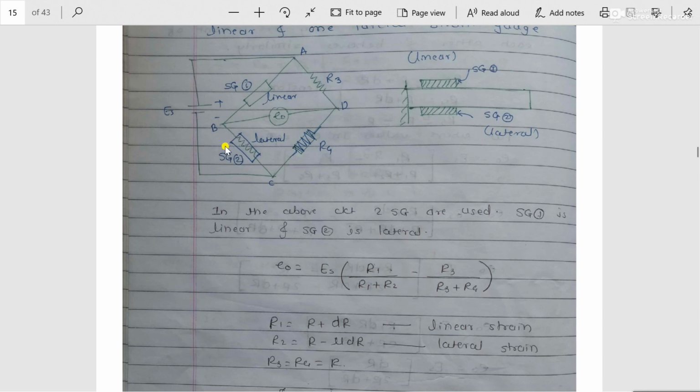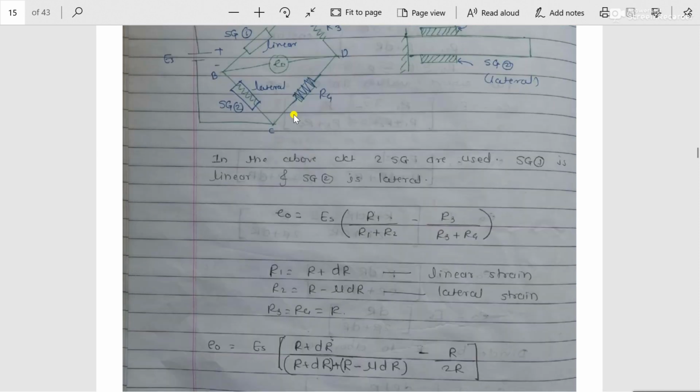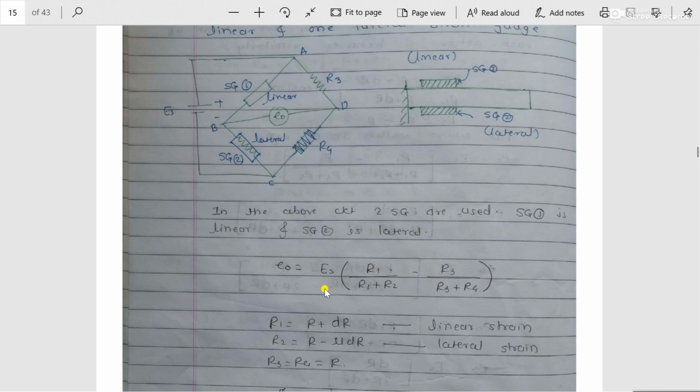Similarly, I have to calculate the value of strain gauge 2, that is R2. R3 and R4 are the fixed resistors, therefore their resistance value remains constant before application of load as well as after application of load. Now initially I will calculate R1, that is the value of the linear strain gauge. So R1 is equal to R plus delta R.